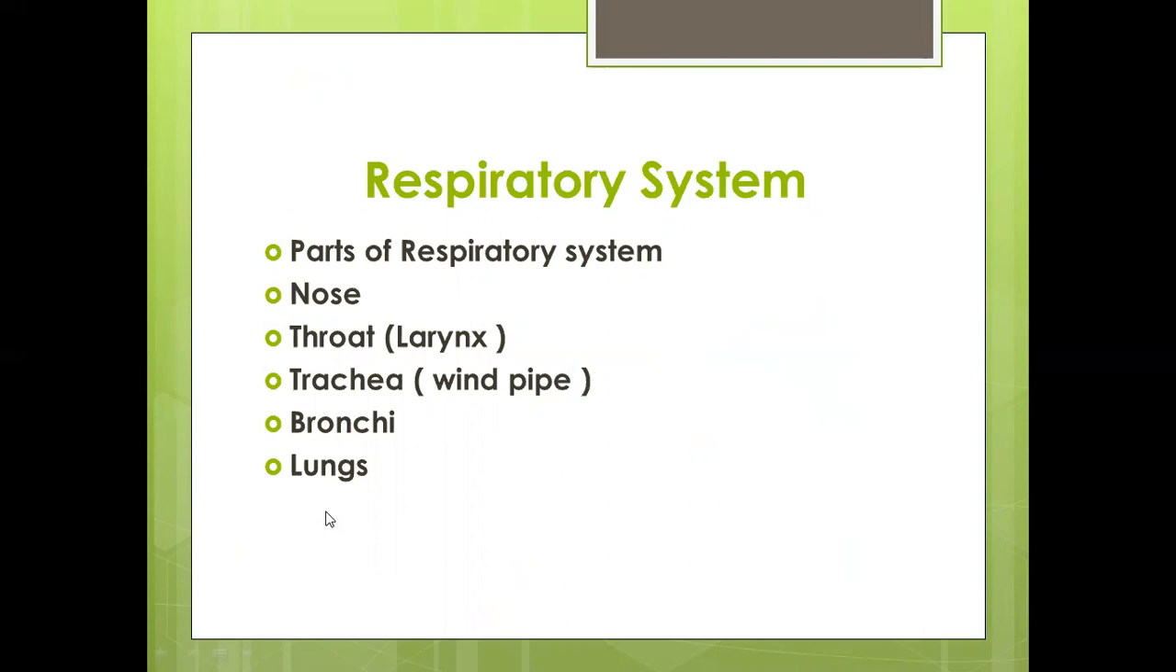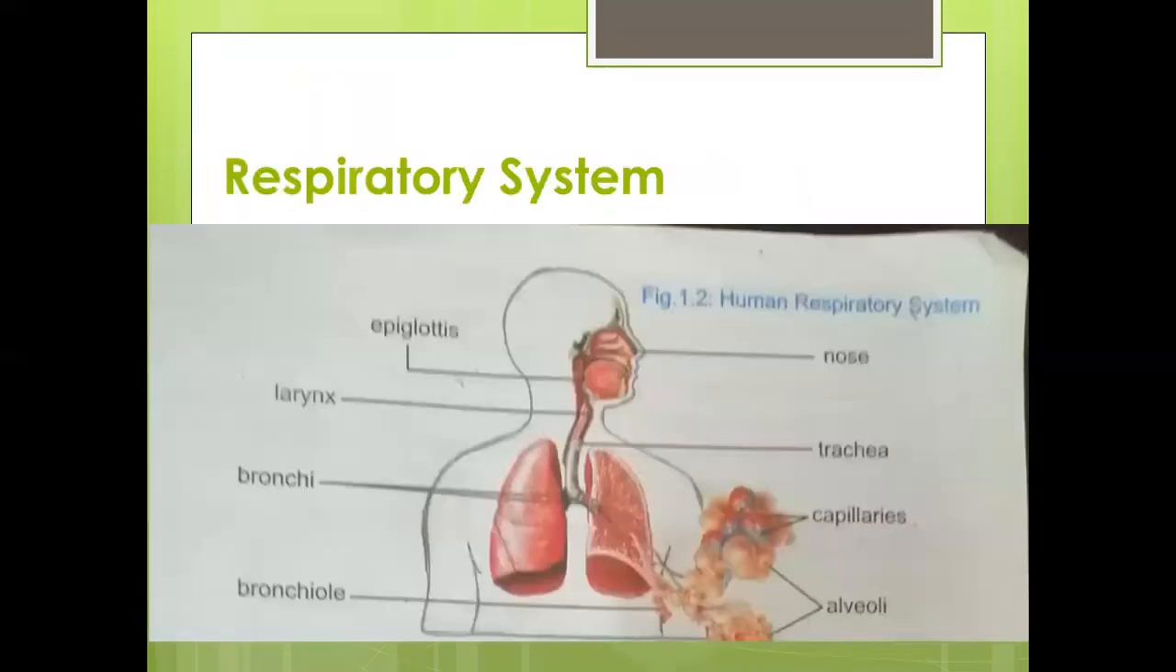The next topic is about the respiratory system. What are the parts of the respiratory system? They are the nose, throat, trachea, bronchi, and lungs. In this image, you can see the parts of the respiratory system: nose, epiglottis, larynx, trachea, then bronchi. After the bronchi, we have two lungs.